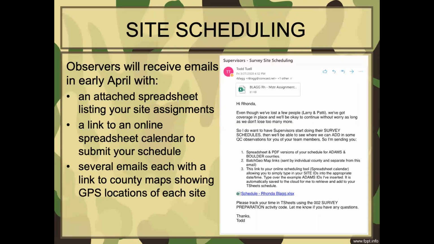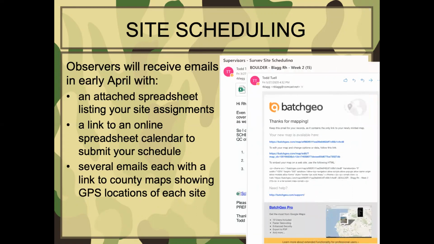In early April, observers will receive emails that look something like this. You'll receive an attached spreadsheet listing all of your site assignments, and you'll receive links to an online calendar where you will submit your schedule. Finally, you will receive several emails, each with a link to county maps showing GPS locations for each of your survey sites.